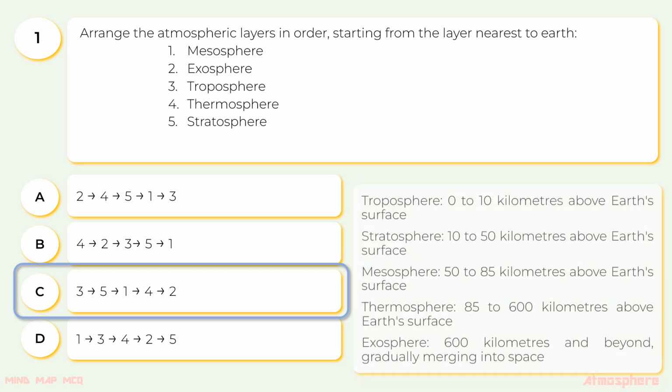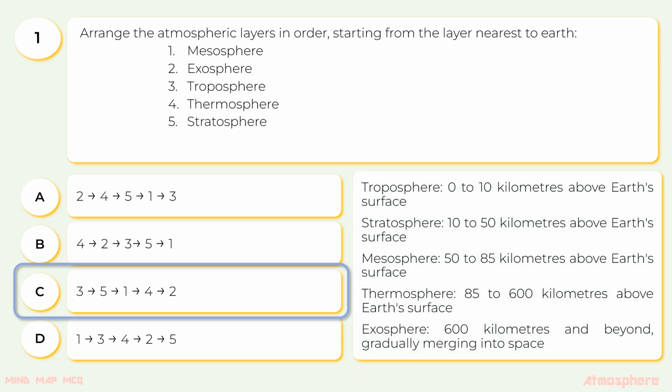35142. Troposphere, which is 0 to 10 kilometers above Earth's surface, is followed by stratosphere, 10 to 50 kilometers above Earth's surface. Mesosphere, 50 to 85 kilometers above Earth's surface. Thermosphere is 85 to 600 kilometers above Earth's surface. The exosphere is 600 kilometers and beyond, gradually merging into space.